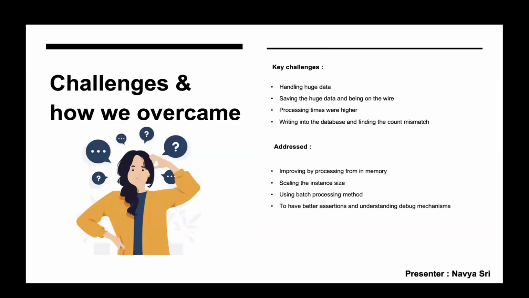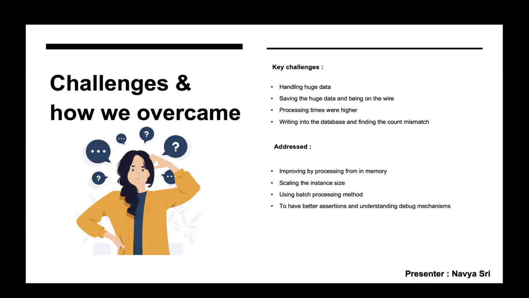Let's proceed to the next slide. While we were working on this huge data set, we did have quite a lot of challenges, but we tried addressing those on the go. Let's look at a couple of those. The first challenge was handling this huge data. Even though we worked on other projects, we never had this huge data that we were working on in real time. So here we had to implement in-memory processing, which helped us navigate quicker.